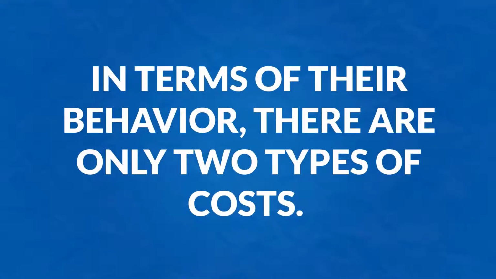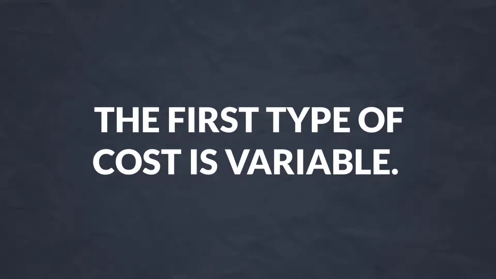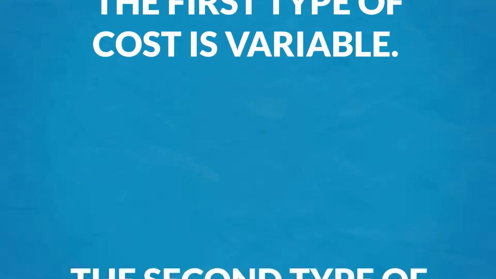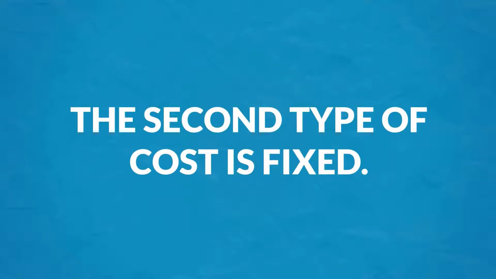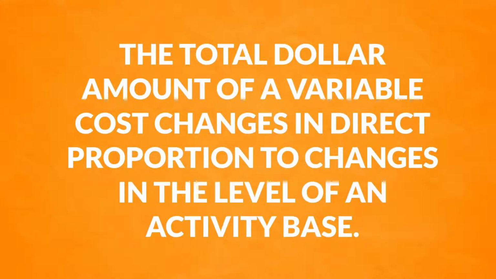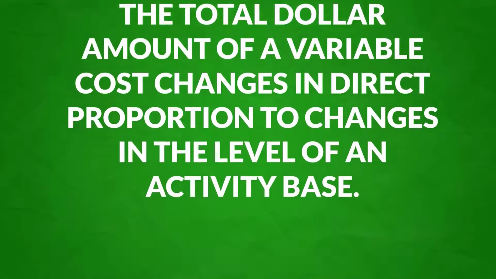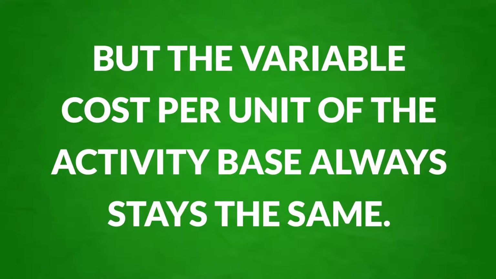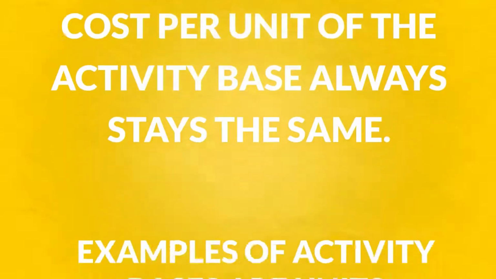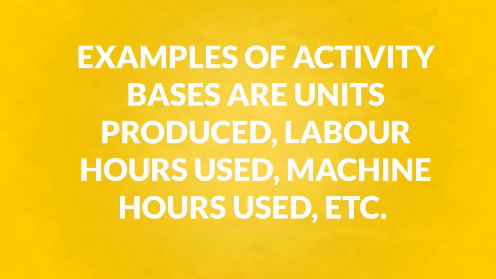In terms of their behavior, there are only two types of costs. The first type of cost is variable. The second type of cost is fixed. The total dollar amount of a variable cost changes in direct proportion to changes in the level of an activity base. But the variable cost per unit of the activity base always stays the same. Examples of activity bases are units produced, labor hours used, machine hours used, etc.